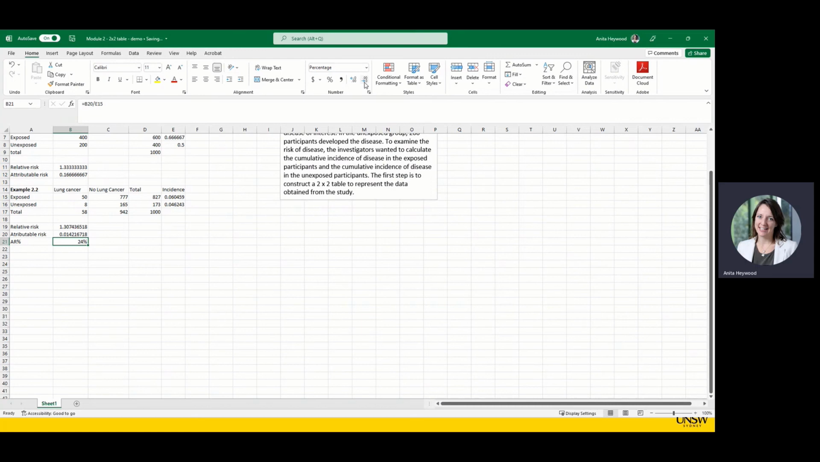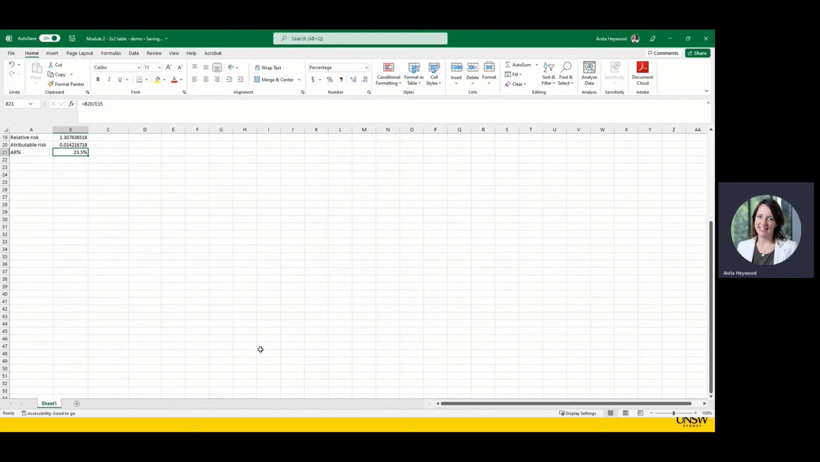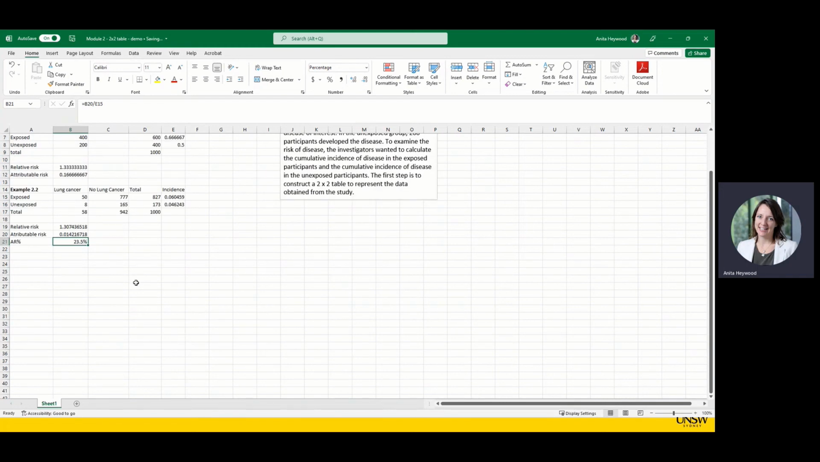And these two buttons here, you can increase or decrease the decimals. So if you wanted to add a decimal place, you can just click that button. So the answer attributable risk percent here is 23.5%, or 23.5% of the lung cancer cases in those that are exposed can be attributed to the exposure, whatever that exposure is. I think it's probably smoking. And so that's attributable risk percent.